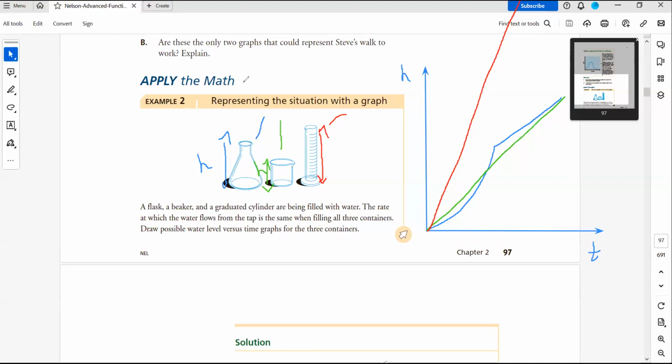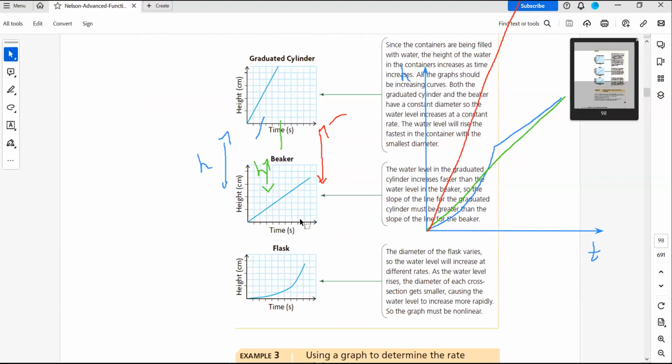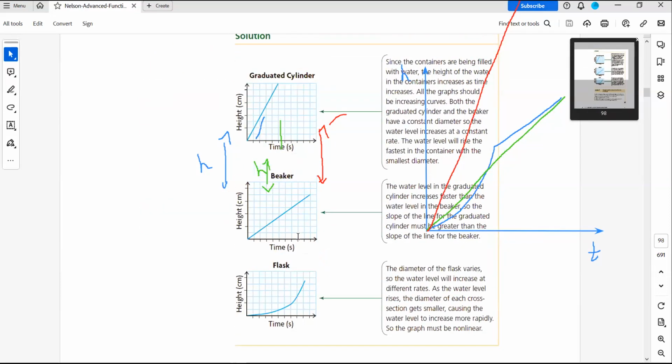Same case. And if we go lower, you can see that I was pretty much accurate in my representation. You see the graduated cylinder, the fastest, the steepest hill, then the beaker, a less steep hill, and the flask increasing, and then gradually increasing at the same rate. Are there any questions about this at all?